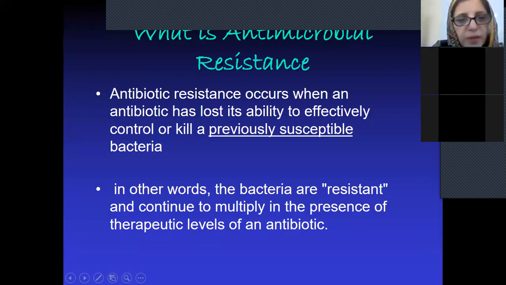So what is antimicrobial resistance? Antimicrobial resistance or the antibiotic resistance is referred to when an antibiotic loses its ability to control or kill a previously susceptible bacteria. That means if an antibiotic is bacteriostatic or it is bactericidal, now it does not perform its function. And therefore, the bacteria is now going to survive in the presence of that antibiotic. Although the antibiotic was previously effective and it could either inhibit the growth of the bacteria or kill the bacteria. In other words, we are saying that the bacteria have become resistant to that particular antibiotic and they are going to multiply even when the therapeutic levels of that antibiotic are present in the body. So even in the presence of the concentration of an antibiotic, which would normally kill the bacteria, the antibiotic resistant bacteria will now not be killed in that environment. Clear?